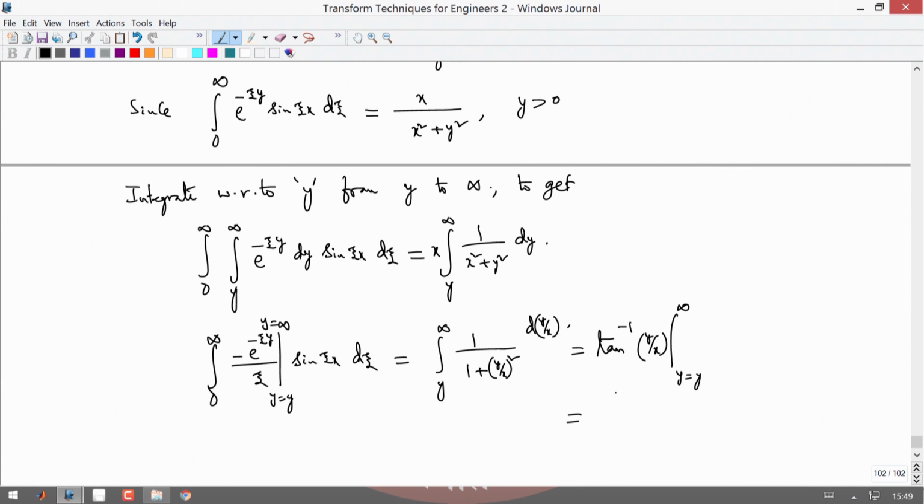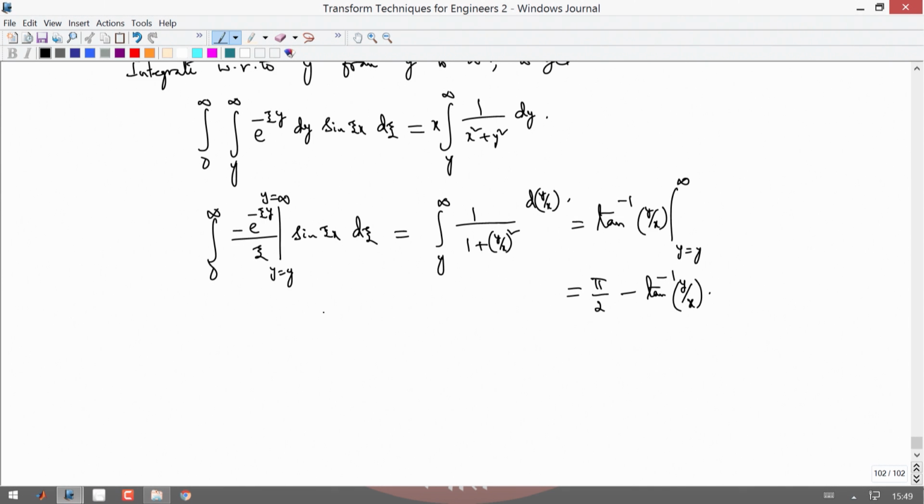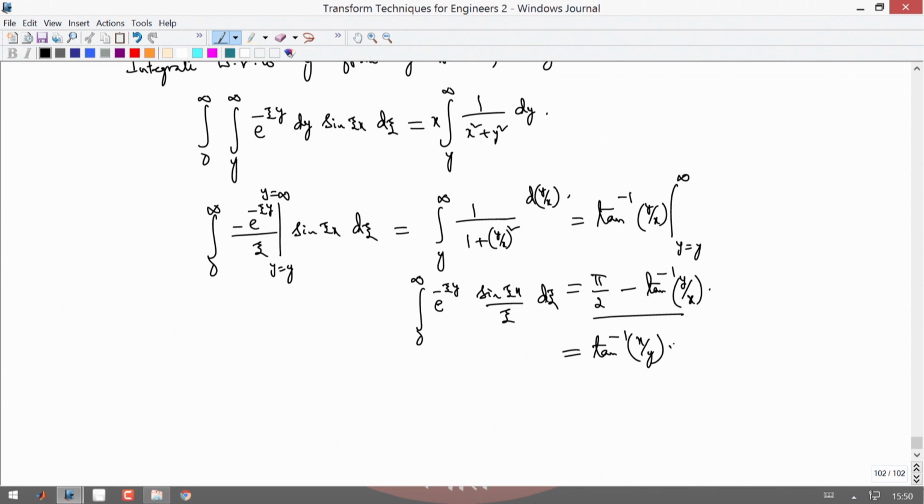Tan inverse infinity is pi by 2, minus tan inverse y by x. And the left hand side becomes 0 to infinity, at infinity it is 0, and minus plus this is going to be e^(-xi y) sine xi x by xi d xi. Because of this, you can rewrite this as tan inverse x by y. This you can get from trigonometric identities.